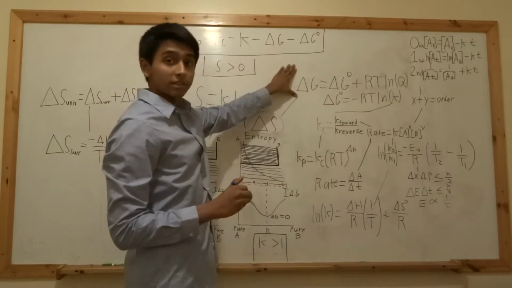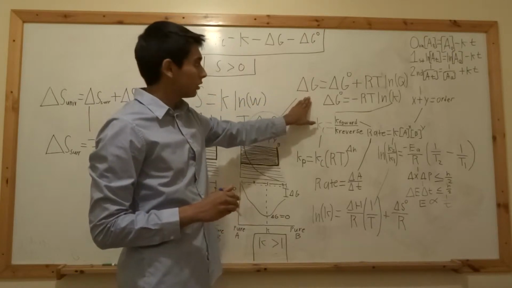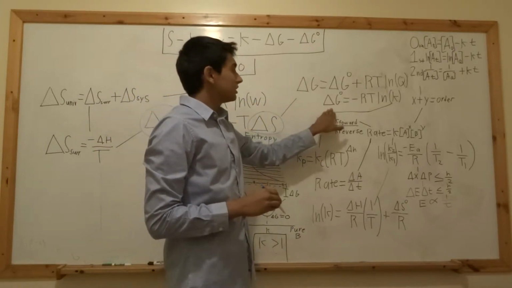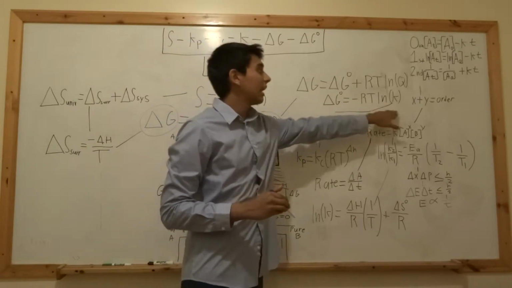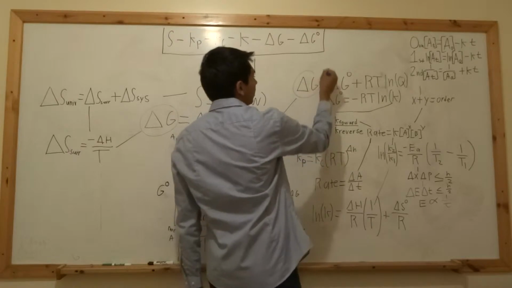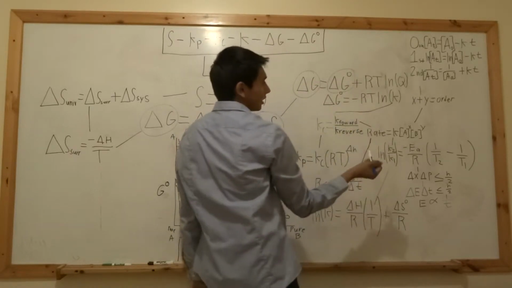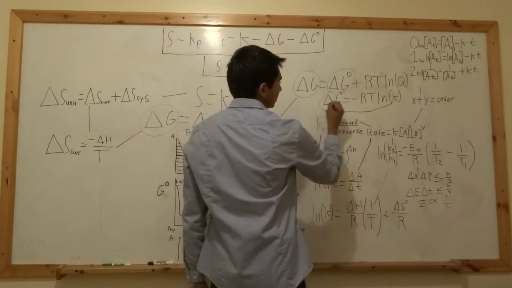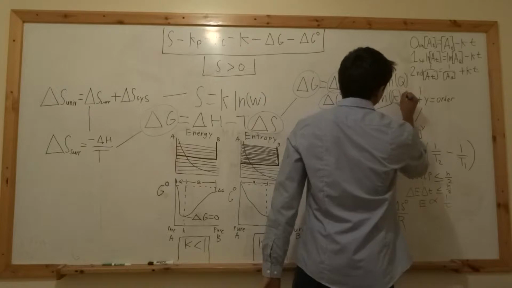This is at non-standard conditions, and if we substitute delta G for 0, we'll see that delta G standard at standard conditions equals negative RT ln K, K being the equilibrium constant. And we'll see that here we have a relationship between delta G and delta G at standard conditions, and here we'll see delta G standard conditions related to K.